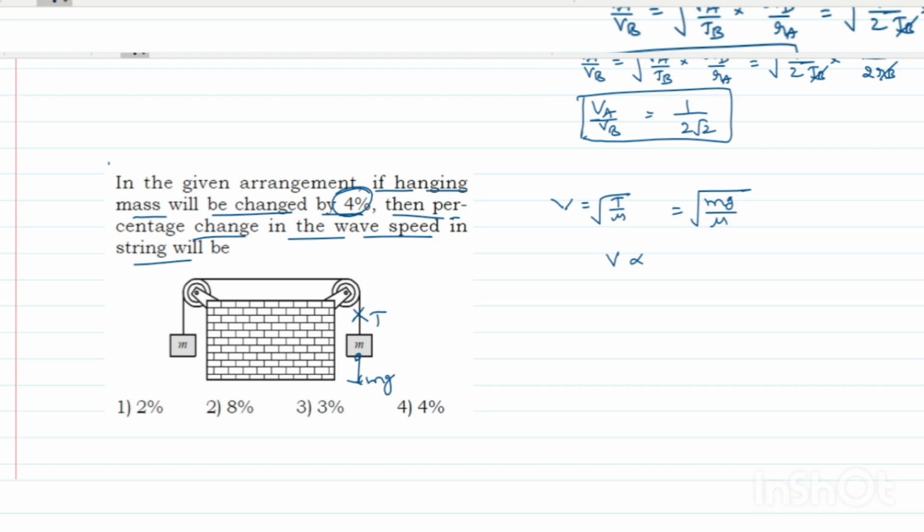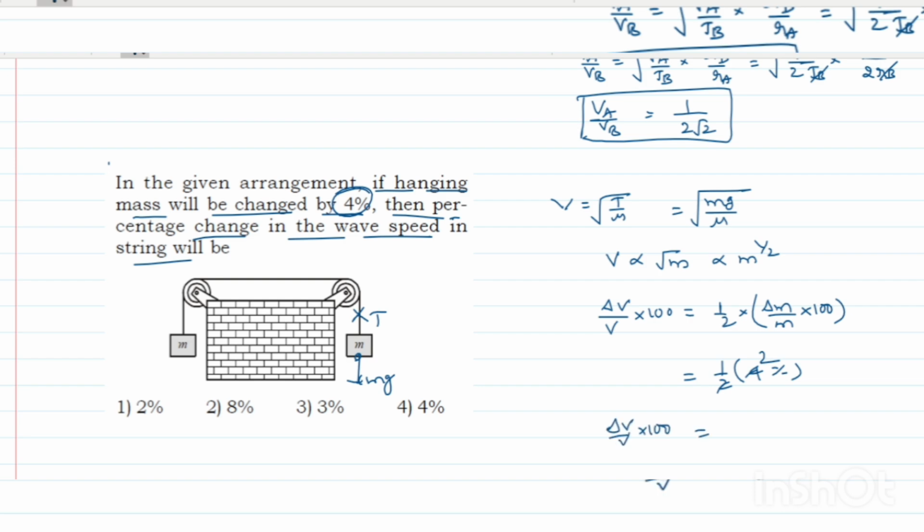That means v is directly proportional to root m, which is m to the power 1 by 2. So delta v by v into 100 equals 1 by 2 into delta m by m into 100. The mass is changed by 4%, so half of 4 gives delta v by v into 100 as a 2% change. So 2% change is the correct answer.